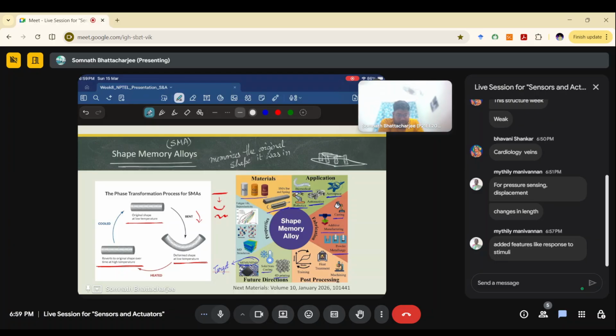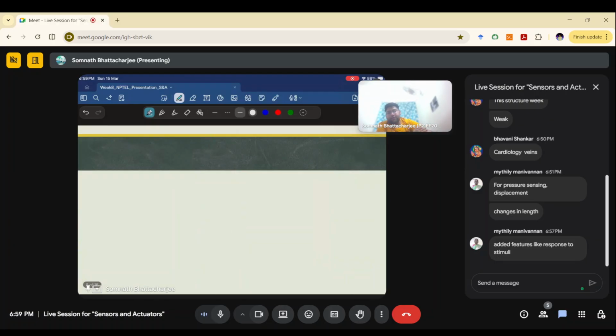So we'll end this here, and then we'll move on to the question answering session. So let's move on to question one. If anybody has a question regarding photolithography or shape memory alloys, you can ask me right now. Otherwise, we'll move to these questions.